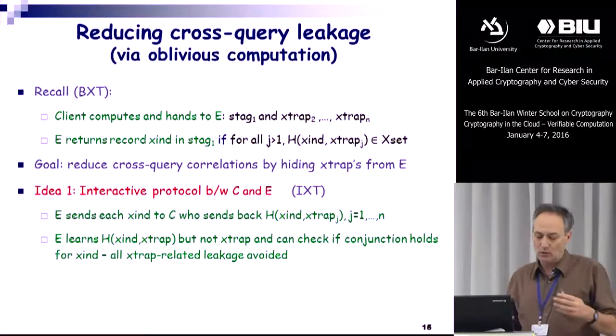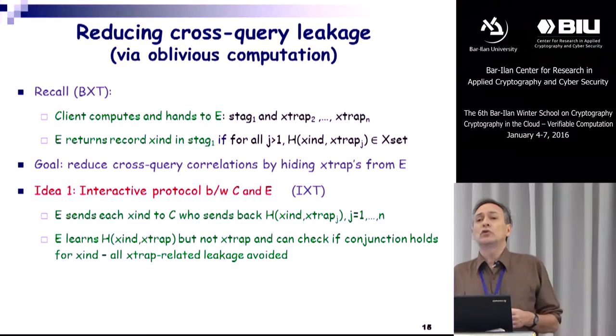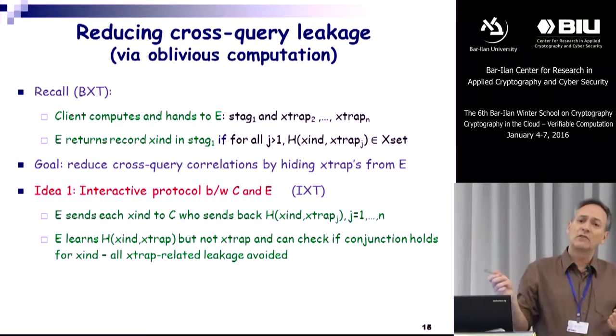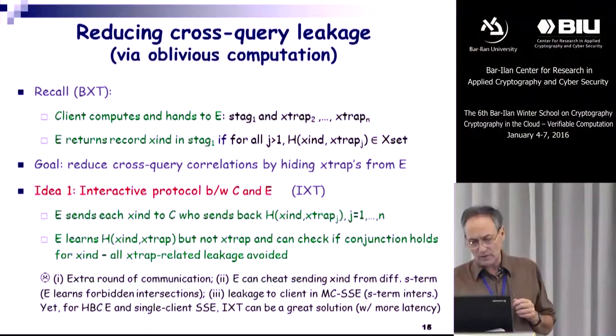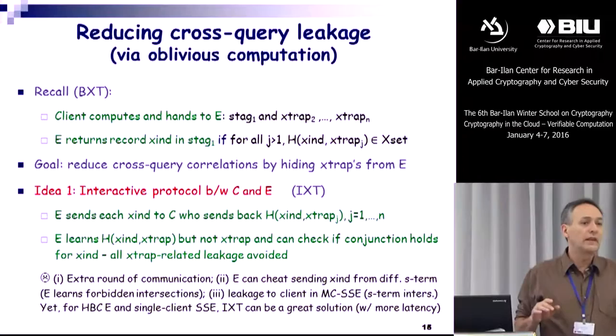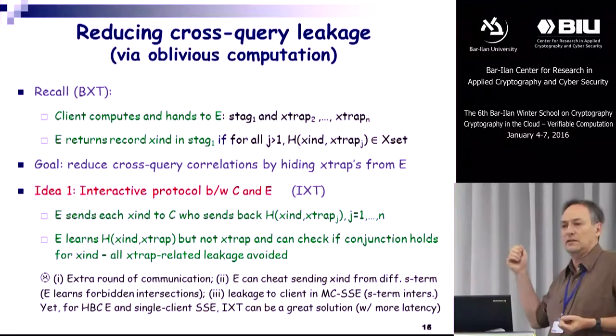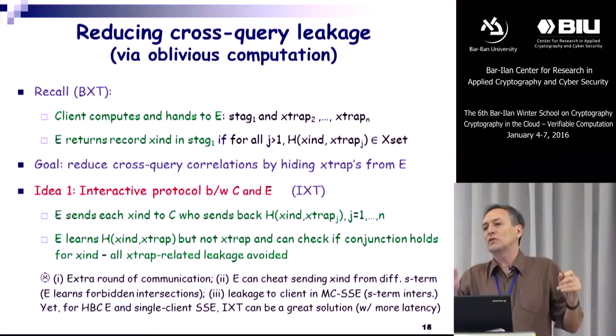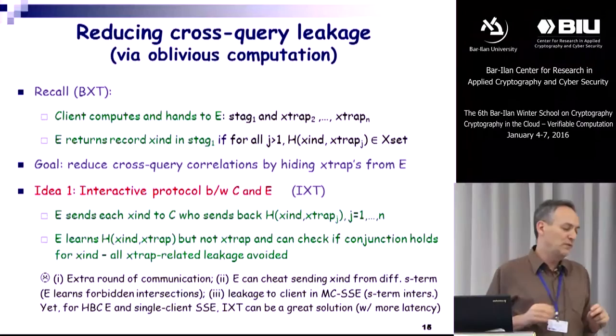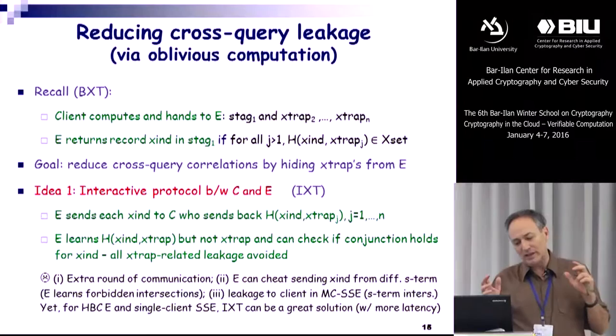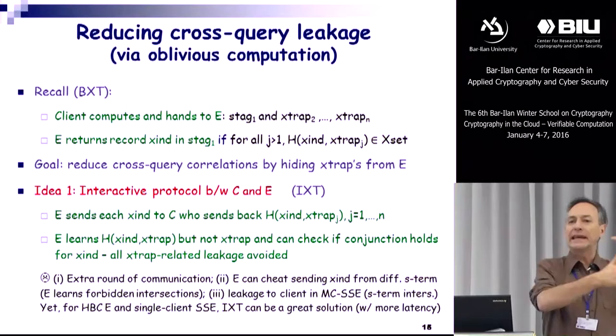And actually, that's a good solution, except that, first of all, it requires one more round of interaction with the client. And also, now the server can cheat by sending xinds from a different search. If it's an honest but curious server, then it's fine, right? It will not do that. But we don't like to rely too much on the honesty but curiosity of any party. So the server can send an xind that it found from another query and again gain some cross-query leakage.